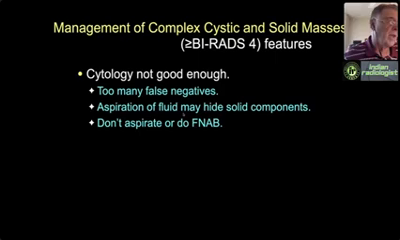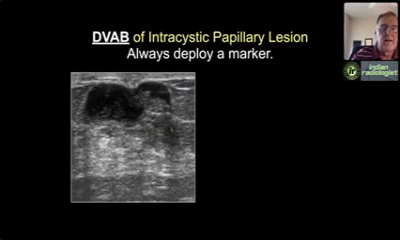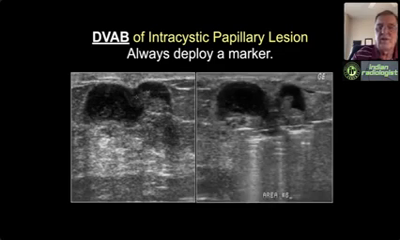I also don't think an 18-gauge core biopsy or even a 14-gauge core biopsy is the right thing to do. I think for complex cystic and solid masses, you need to do histology, and the best way to do that is vacuum and take the whole thing out and ask the pathologist to serial section the entire specimen. So here's a complex cystic and solid mass we considered suspicious. Here's the vacuum probe.